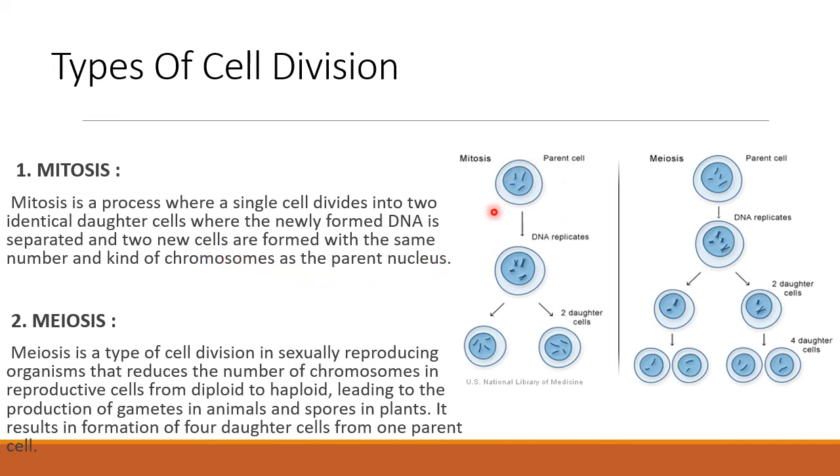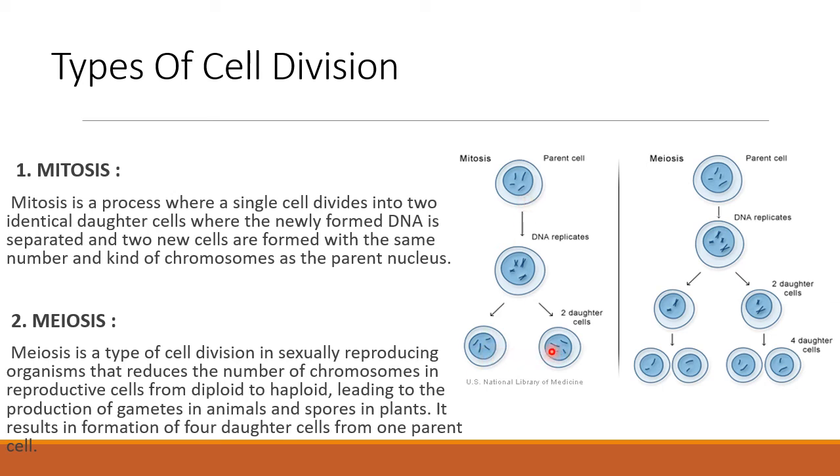Now this is the process of mitosis being shown diagrammatically. Here is a single cell. In the second phase, the DNA replication takes place. And after that, the nucleus divides and then there is a division in the cytoplasm. And as a result, two daughter cells are formed. And here the number of chromosomes in the parent cell as well as the two daughter cells formed will be the same.